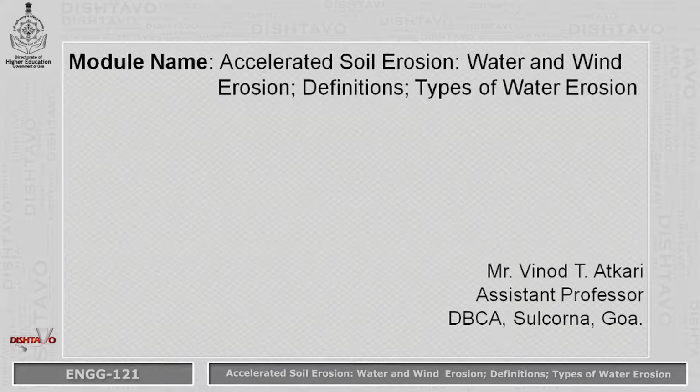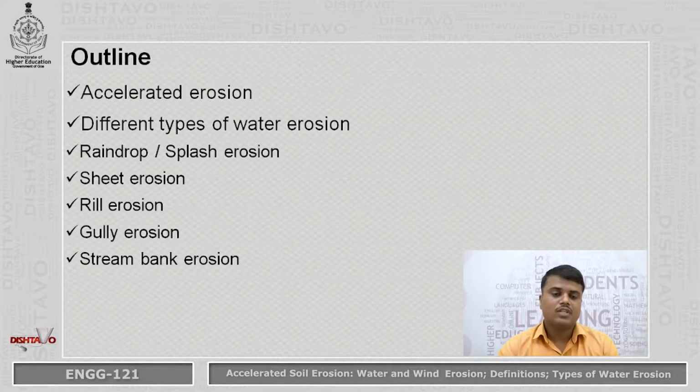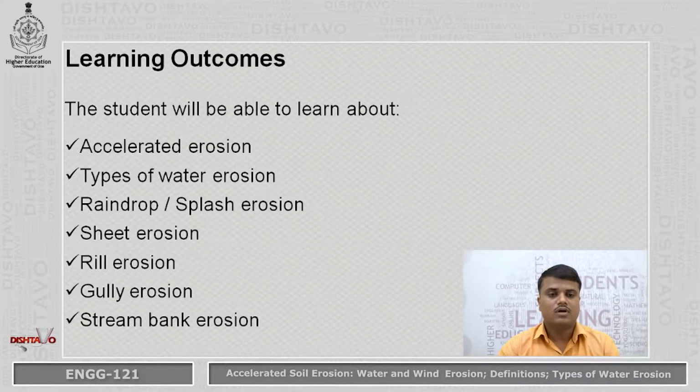The module name is Accelerated Soil Erosion, Water and Wind Erosion, Definition, Types of water erosion. The outline of this module is accelerated erosion, different types of water erosion, raindrop and splash erosion, sheet erosion, rill erosion, gully erosion and stream bank erosion. At the end of this module, the students will be able to learn about all the types of accelerated erosion in details.